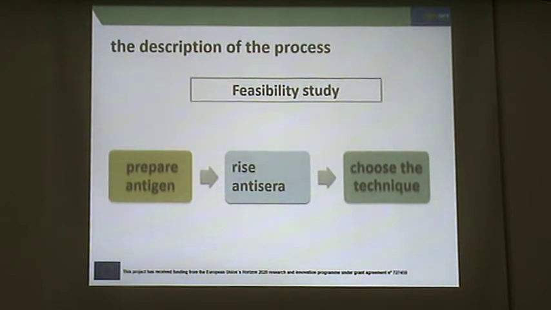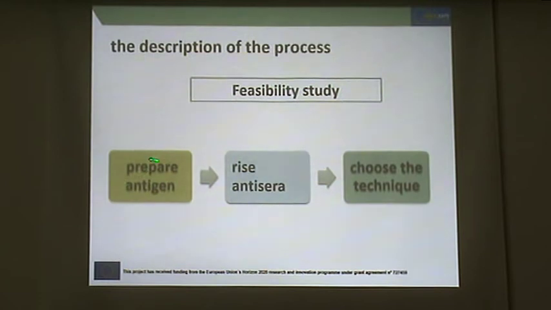Of course, we have a feasibility study before getting into a development project. Then we need to prepare the antigen, we need to raise the antisera, and then we choose the technique. The antisera are produced in animals. The most commonly used animal for polyclonal antisera is the rabbit, which works like a bioreactor. I call them the bioreactors.